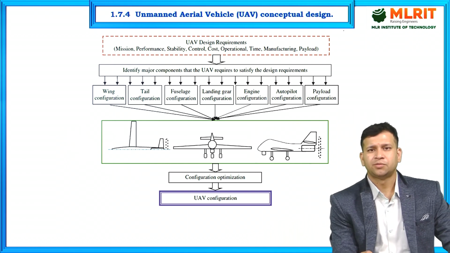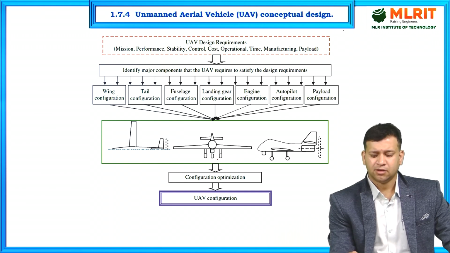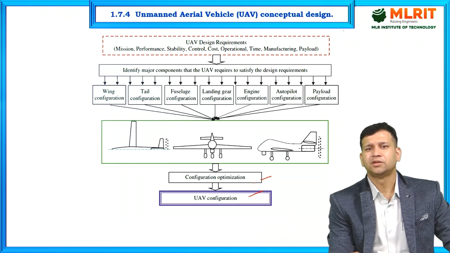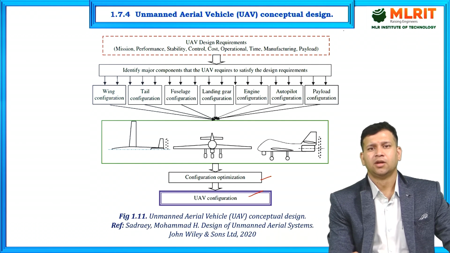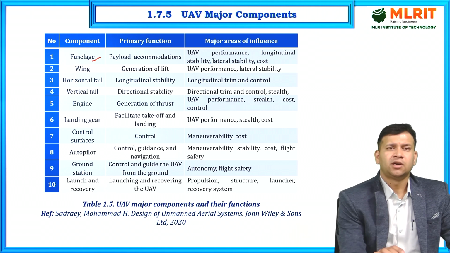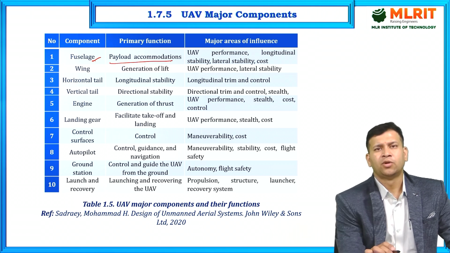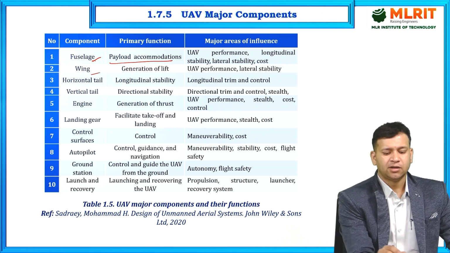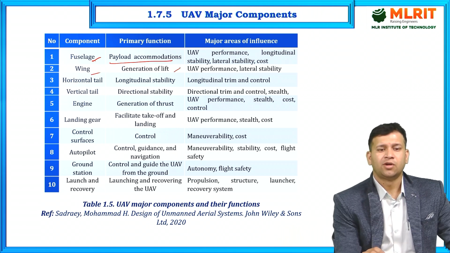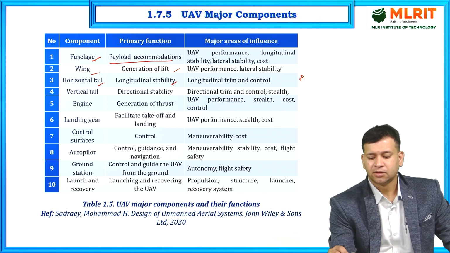So once this conceptual design phase is done, the drawings are done, then the configuration optimization is done, and then the UAV configuration is designed further. The primary components are fuselage, which is for payload accommodation, wing, for generation of lift, and horizontal tail for longitudinal stability. Also, it is pitch stability.